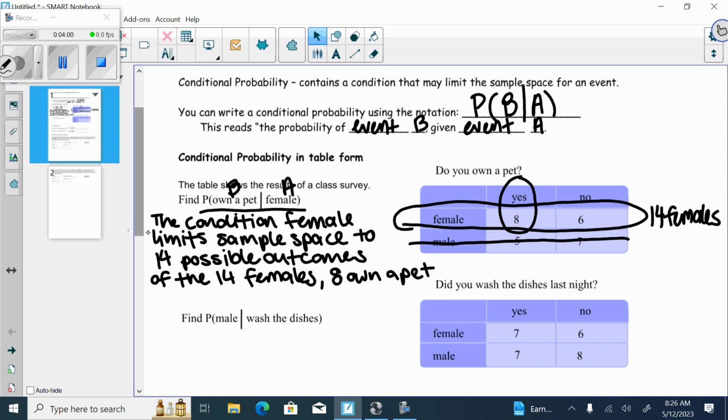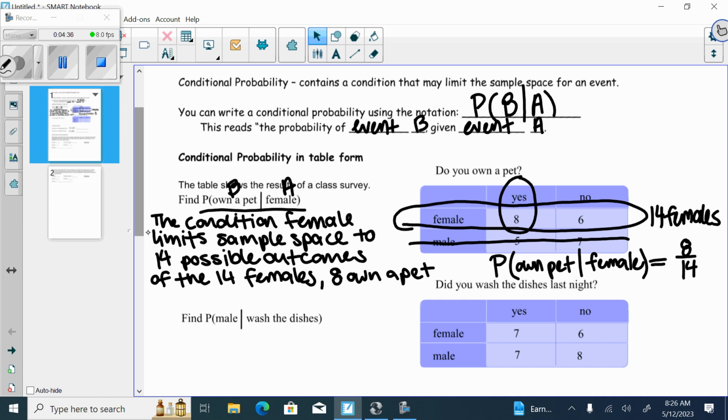Therefore, we would write the probability for this particular question as the probability of what they said, owning a pet, given that we are only looking at females, as a probability of 8 out of a total 14 sample size. All right. Okay, let's look at another one.